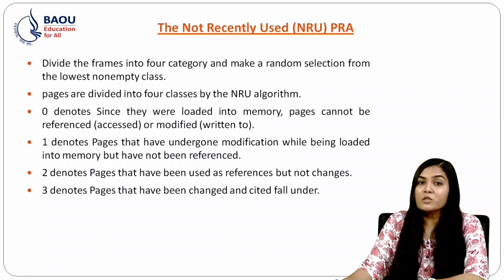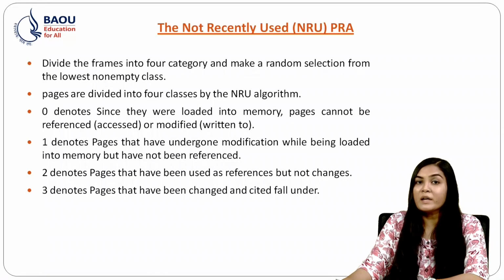The next, class 2, denotes pages that have been referenced but not changed. And class 3 denotes pages that have been both referenced and changed. In NRU, the selection procedure entails looking for the lowest numbered non-empty class and randomly ejecting a page from that class.